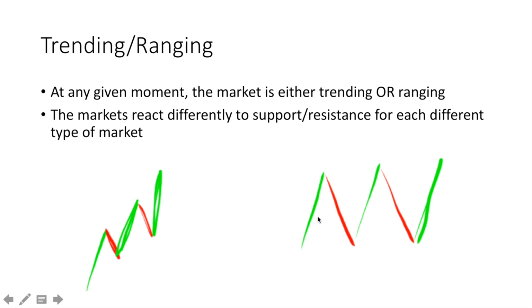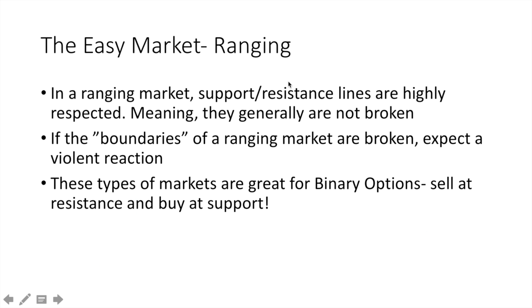The ranging market is the one on the right here, right? In a ranging market, support and resistance lines are highly respected, like I said. And like the boundaries of a ranging market, generally these are not broken. And if they are broken, you can expect a very violent reaction, which is good for traders, right? It's really good for day traders and, in my case, binary options traders.